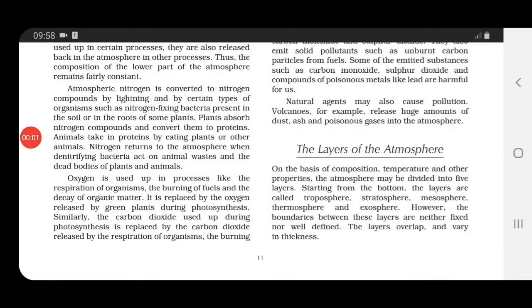अब ये जो कार्बन डाइऑक्साइड है चिल्ड्रन, ओके, दैट इज यूज्ड अप ड्यूरिंग विच प्रोसेस? ड्यूरिंग द प्रोसेस ऑफ फोटोसिंथेसिस, राइट? नाउ हाउ विल दिस गैस गेट रिप्लेस्ड? It will get replaced by the carbon dioxide which is released by respiration of organism, burning of fuels and the decay of organic matter. So now did you understand how this gas also remains constant in the atmosphere?